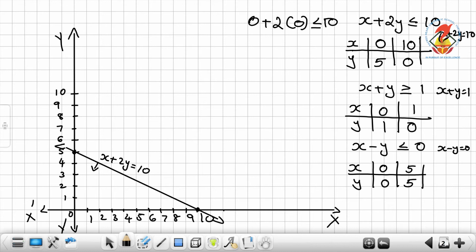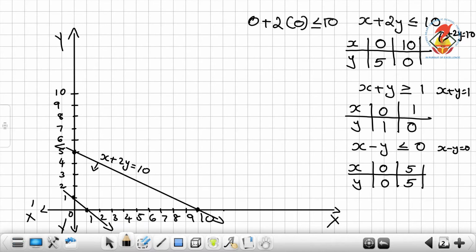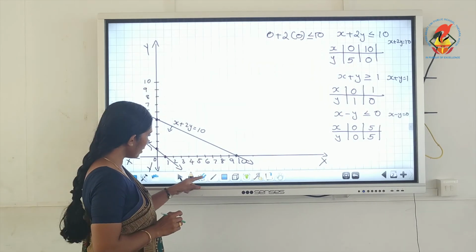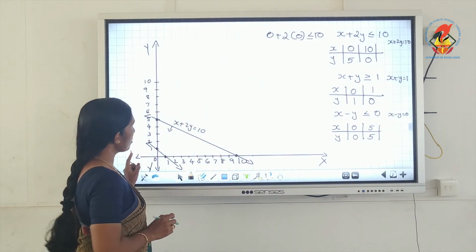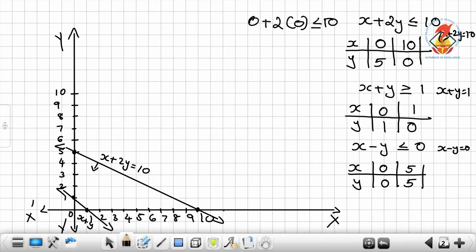Now the next line is 0, 1 and 1, 0. So draw the line, 0, 1 and 1, 0, a small line. When you draw, you have to be very careful through this point. Since I am taking this only, so there is a problem. So the line is x plus y is equal to 1.